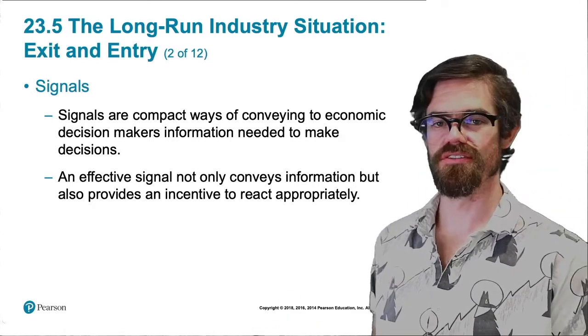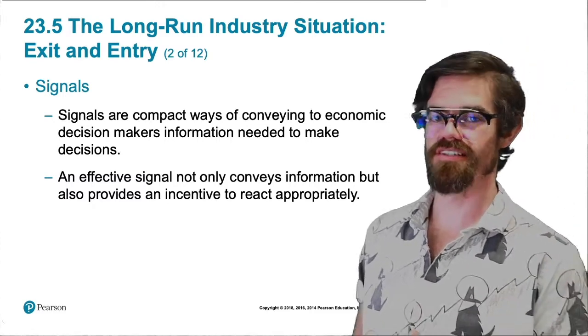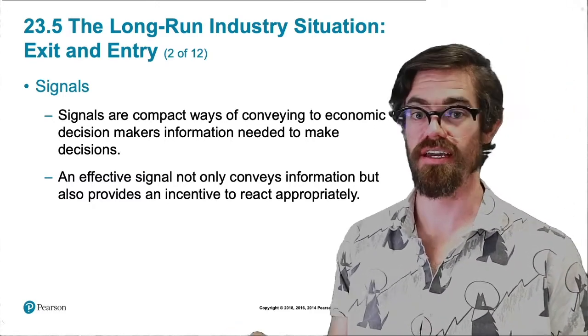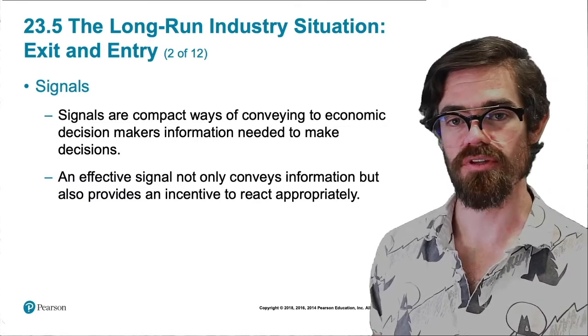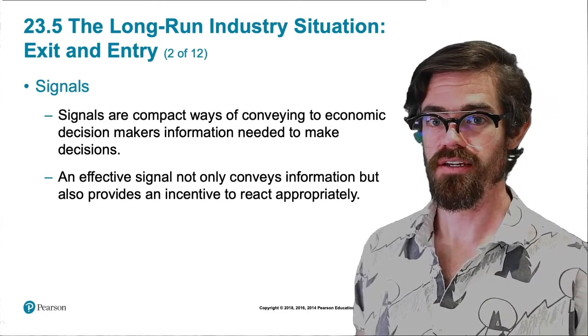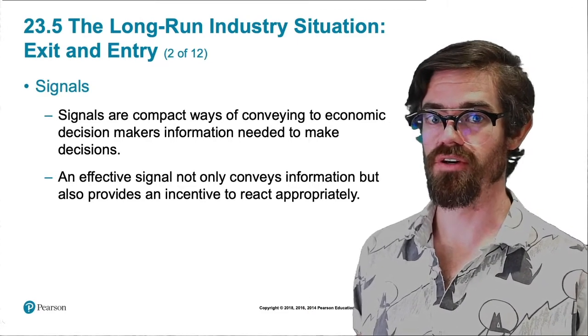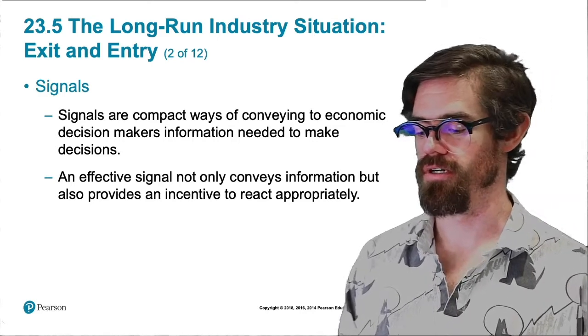So an effective signal doesn't just convey information, but it also provides an incentive to react properly, just like a stoplight pretty much gives you an incentive to react properly, because you know that if there's a red light up ahead of you, you don't want to just plow through it because there is a good chance you would get into a car accident and maybe get hurt, right?